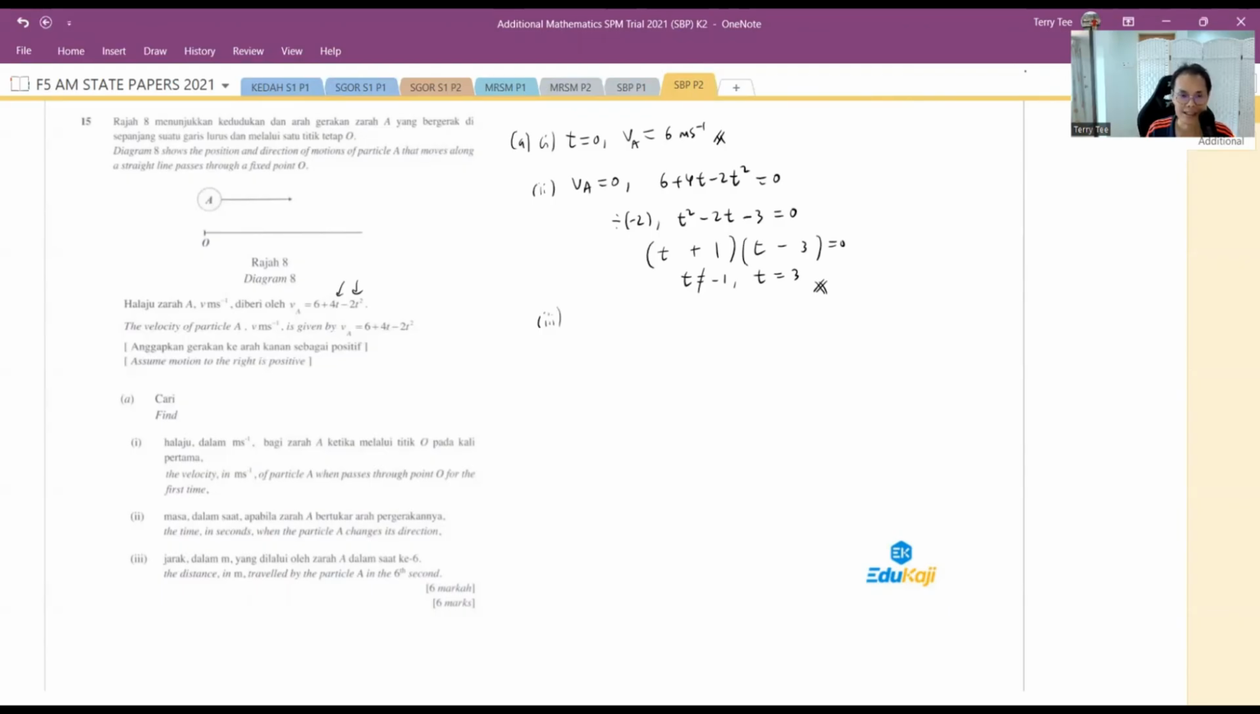Okay, distance traveled in the nth second. I hope you know this. Distance traveled in the first second is S0 to S1. If I were to sketch this graph, it would probably look like this, because we already know your y-intercept, and your x-intercepts are -1 and 3. So distance traveled in the first second is from 0 to 1.